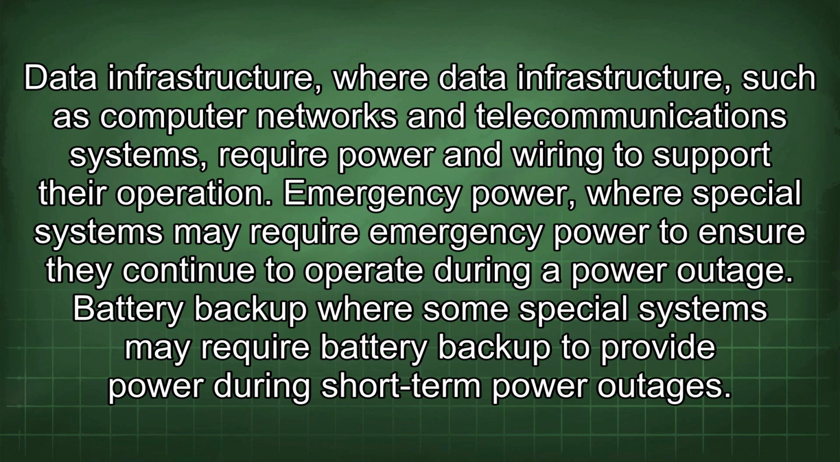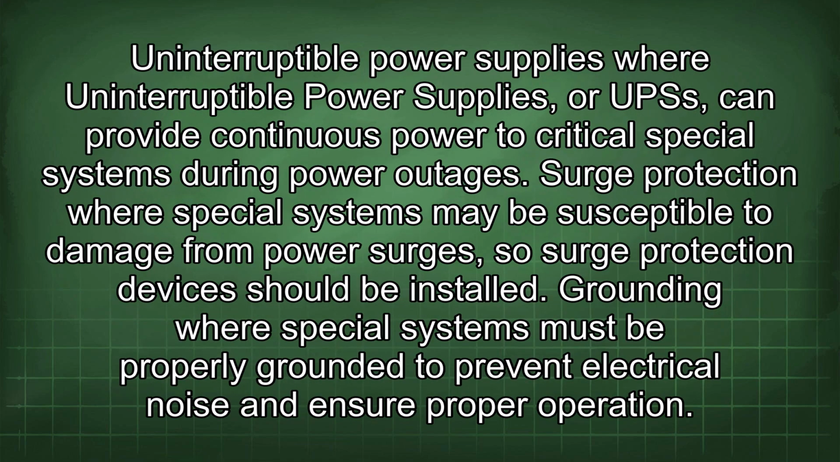Emergency power, where special systems may require emergency power to ensure they continue to operate during a power outage. Battery backup, where some special systems may require battery backup to provide power during short-term power outages. Uninterruptible power supplies, where uninterruptible power supplies, or UPSs, can provide continuous power to critical special systems during power outages. Surge protection, where special systems may be susceptible to damage from power surges, so surge protection devices should be installed.